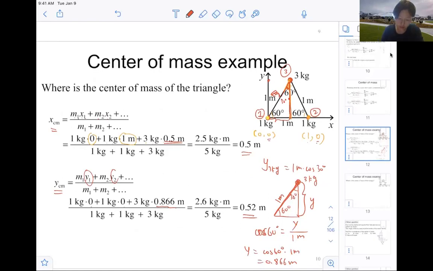Oh, sorry, this is the sine 60. You could do cosine of 30, or you can do sine 60. That will give you 0.866 meters for this vertical height, which is the y position of the 3 kilogram mass. Does that make sense? Okay, I see. Thank you.